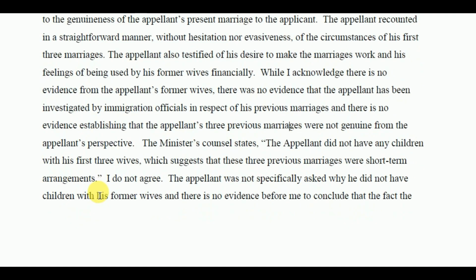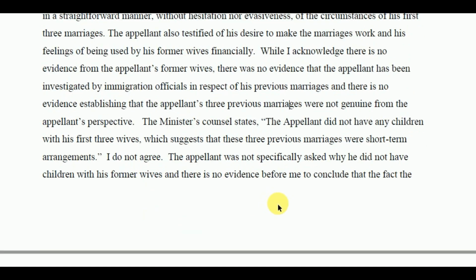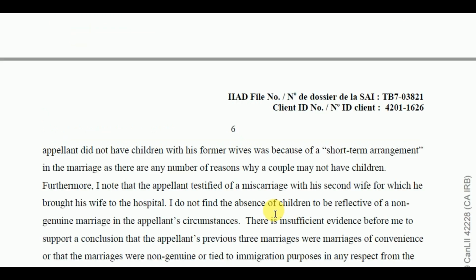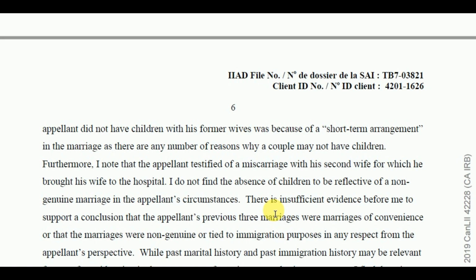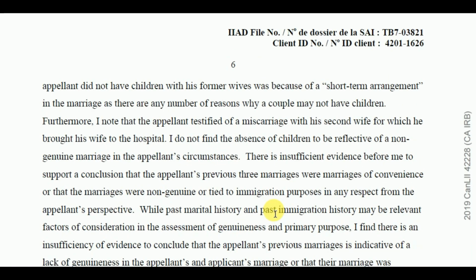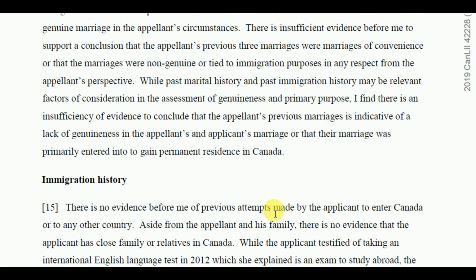So the minister's counsel states that the appellant didn't have any children with his first 3 wives, which suggests that these 3 previous marriages were short-term arrangements. I do not agree. The appellant was not specifically asked why he didn't have children with his former wives. There's no evidence before me to conclude that the fact that the appellant didn't have children with his former wives was because of a short-term arrangement in the marriage, as there are a number of reasons why a couple may not have children. So again, it worked positive.